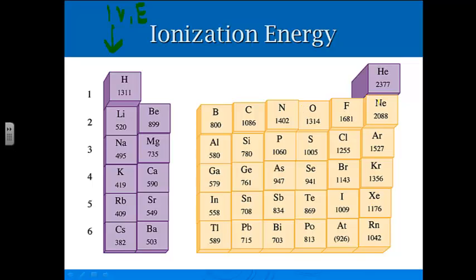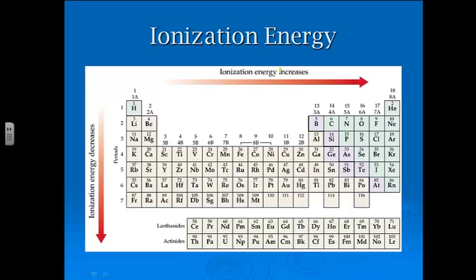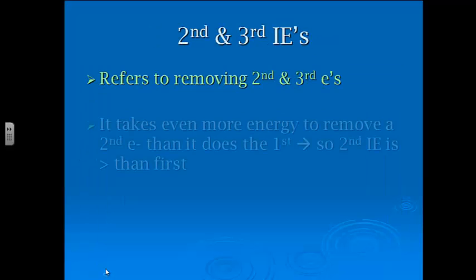But the other thing is if you come all the way over here, here are noble gases, which remember, they're happy. They have all the electrons that they want, so it's going to take the most energy to rip away one of those electrons. So that's why for that second period, neon has the highest level. Again, just shows you increases as you go across, decreases as you go down.